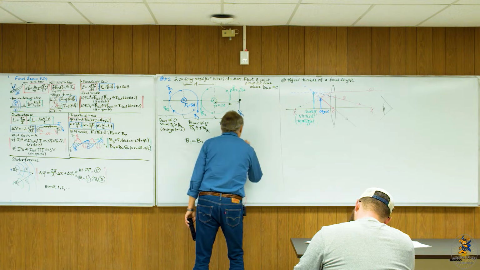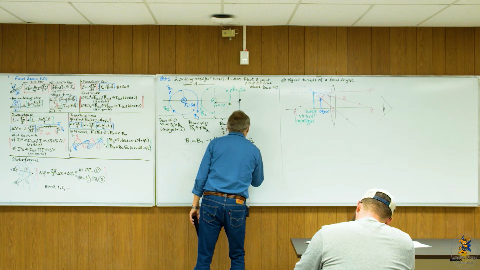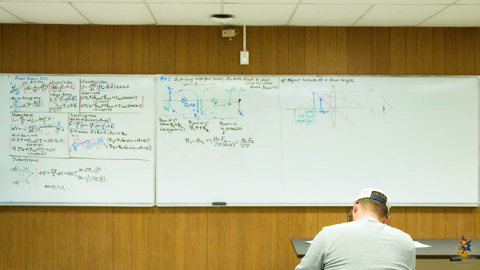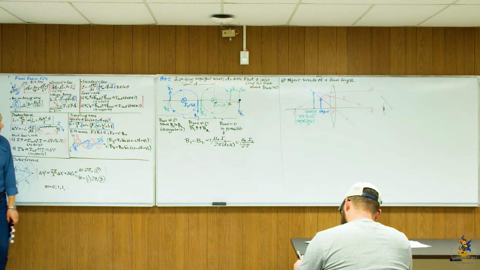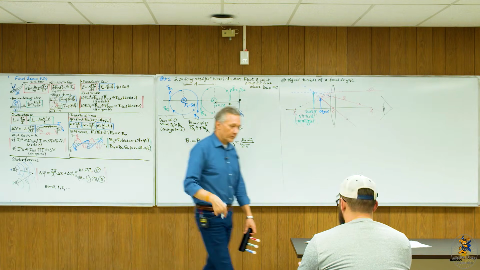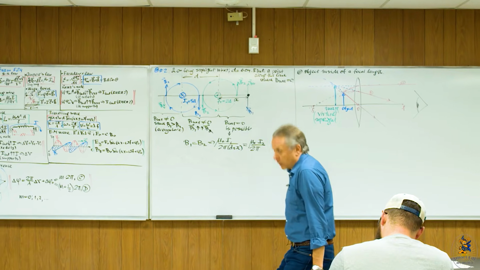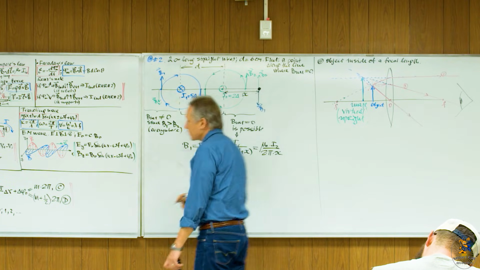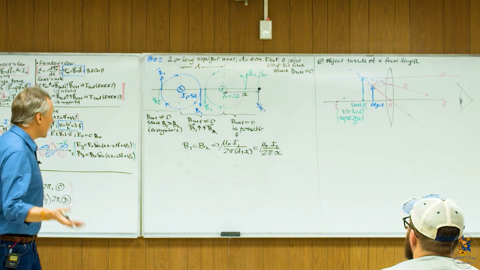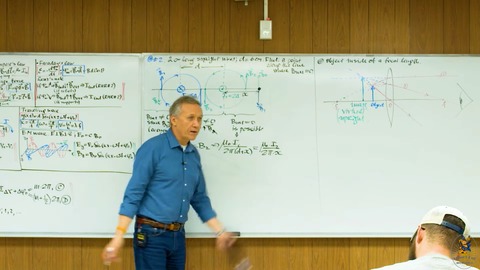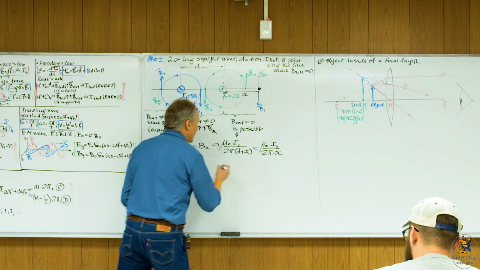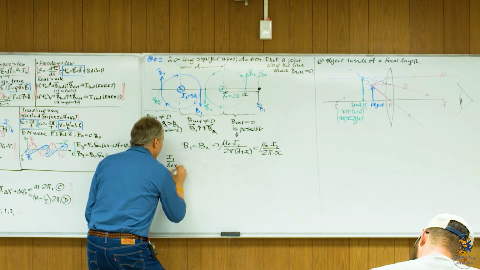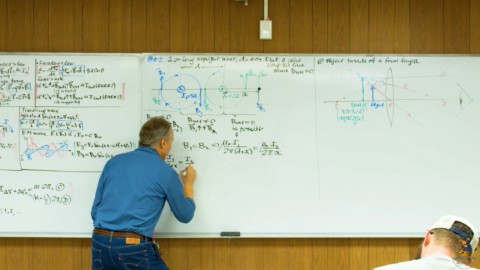Again, it will be mu naught I2 divided by 2 pi. And now which distance? It's the distance from the current to the point, just X. In this case, it's just X. Everything comes from the picture. Okay, mu naught can be canceled, 2 pi can be canceled, and as a result we will have I1 divided by D plus X equals I2 divided by X.